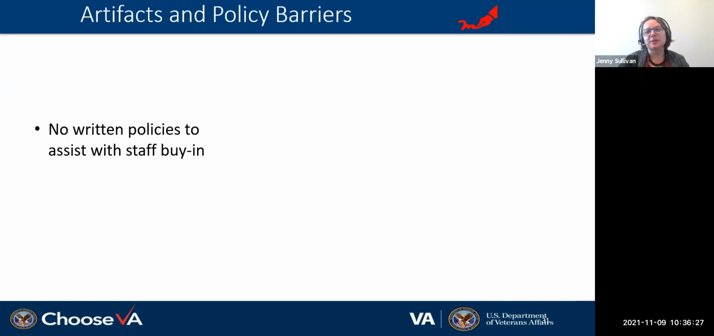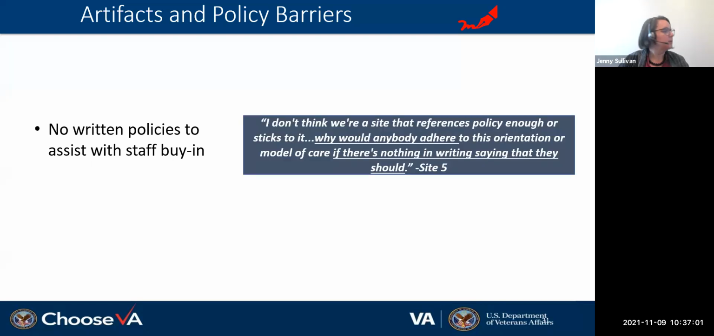And then there's one consistent barrier for artifacts and policies knowledge reservoirs. 15 sites expressed the lack of formalized rules and expectations. So this was in the form of policies, artifacts, or standards of practice. And this was really a barrier to staff buy-in and stronger implementation efforts. So staff really relied on alternatives ranging from unwritten rules followed by staff, or a required dementia training staff would have to attend as a way to move forward in the absence of formal policies. So a quote was, "I don't think we're a site that references policy enough or sticks to it. Why would anyone adhere to this orientation or model of care if there's nothing in writing that says they should?"